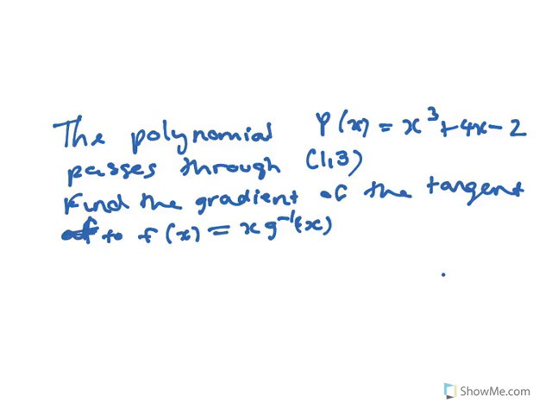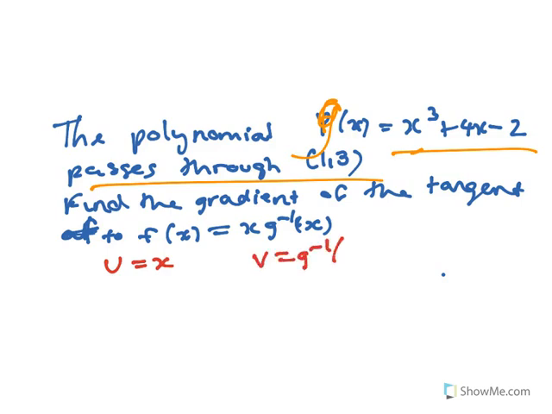Okay, so the polynomial that passes through that point, actually that's g of x, isn't it? I think. Just have a quick look. Yep, g of x. Okay, so the first thing you'd have to do is a uv. So u equals x, v equals g to the minus 1 of x. u dash equals 1 and v dash equals the derivative of g to the minus 1 of x.